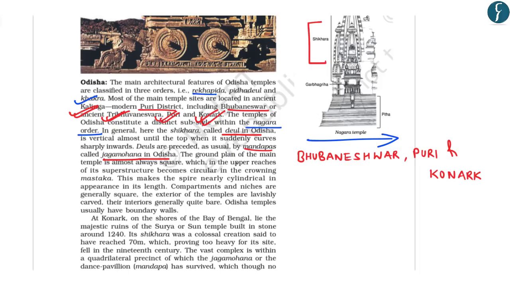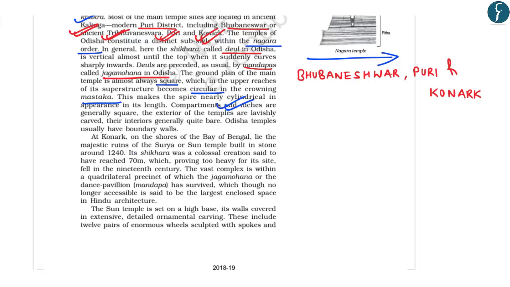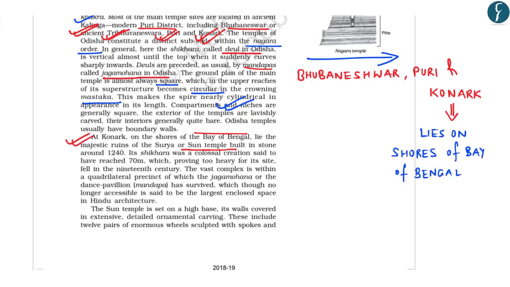It further reads that the ground plan of the main temple is almost square, which in the upper reaches of its superstructure becomes circular in the crowning mastaka. And this makes the spire nearly cylindrical in its appearance as well as in its length. It then says that at Konark, on the shores of Bay of Bengal, lie the majestic ruins of Surya or Sun Temple. So this fact with respect to Konark, that it lies on the shores of Bay of Bengal, becomes very important. And this temple was built around 1240 AD.